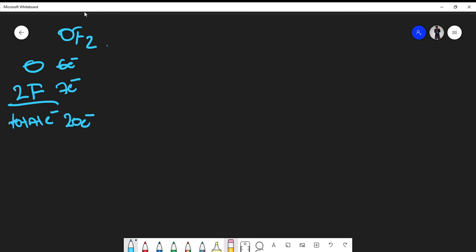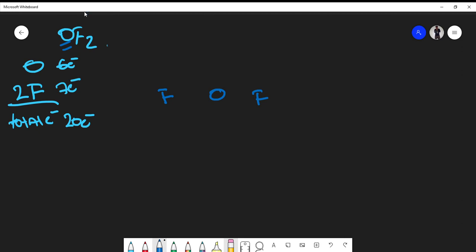Now, usually, as expected, the atom furthest to the left, or the first atom in the molecular formula, is usually your central atom, right? So I essentially have an oxygen surrounded by 2 fluorines.